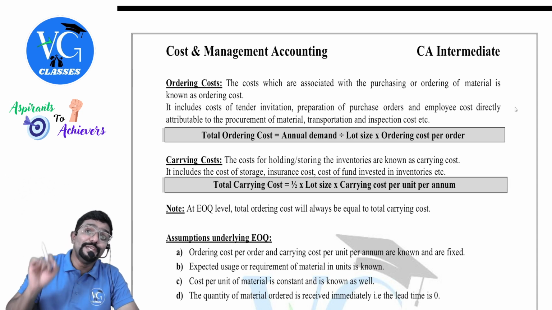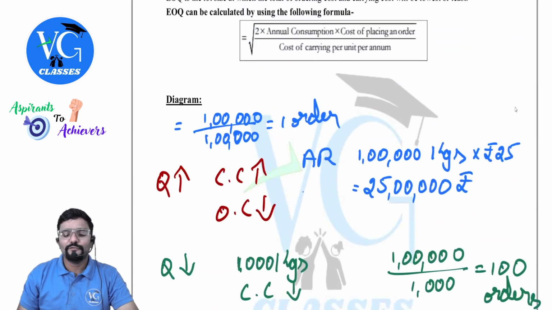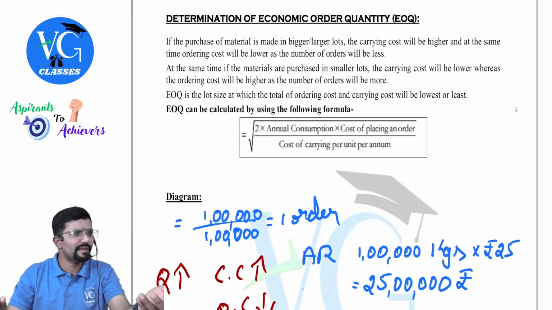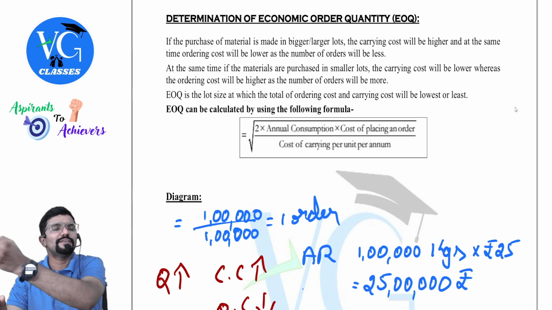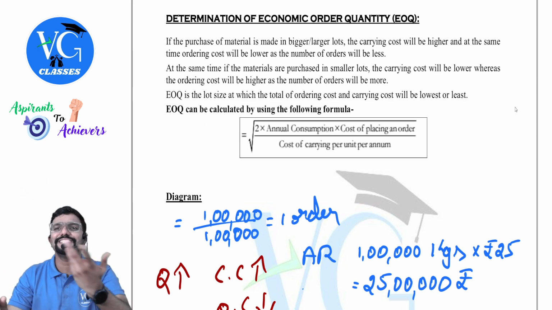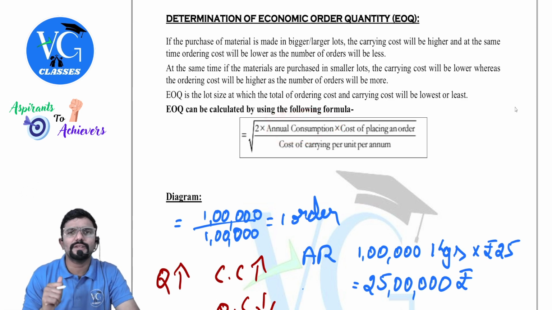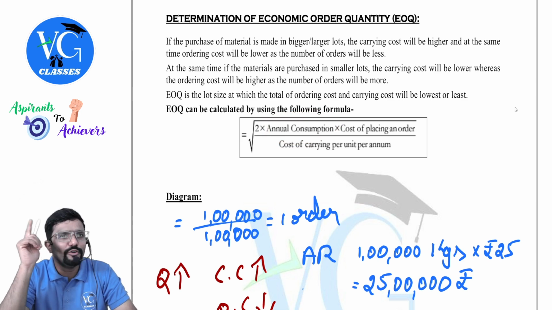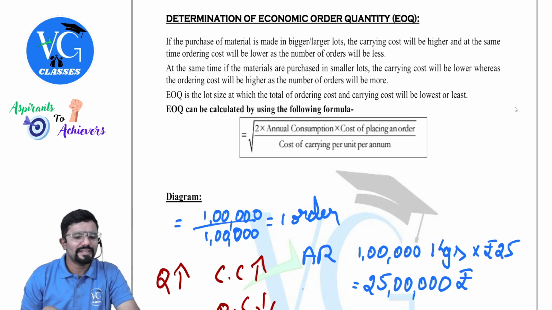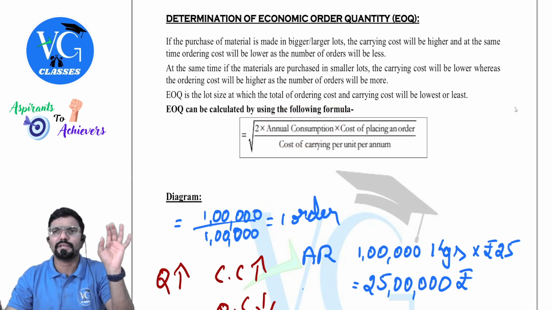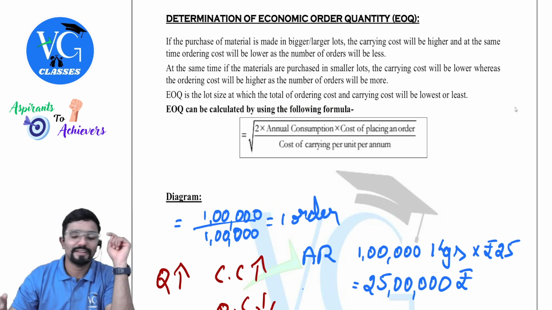Now, first EOQ formula we will see. Sir, how do we calculate EOQ? You told EOQ is the point where the total of carrying cost and ordering cost would be minimum, sir. How do we calculate it? Square root of 2 into annual consumption. Annual consumption, or see, we call it by different names. Annual consumption, annual demand, annual requirement, everything is one and the same. Of what, guys? Raw material.